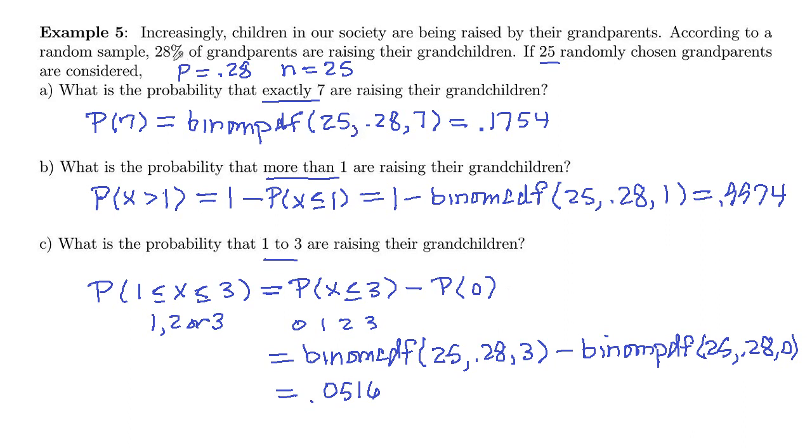So just be aware of some of these keys here to identifying binomial. We're given a percentage here. 28% of grandparents are raising their grandchildren, and then think about, okay, how many outcomes are there to that experiment? Well, either they are or they aren't. Only 2 outcomes. That's your clue. We're using binomial probabilities.